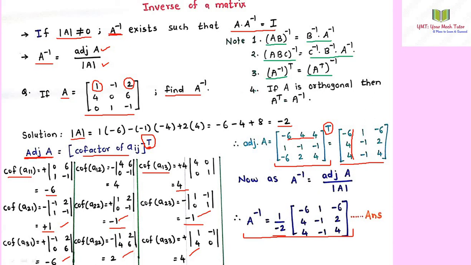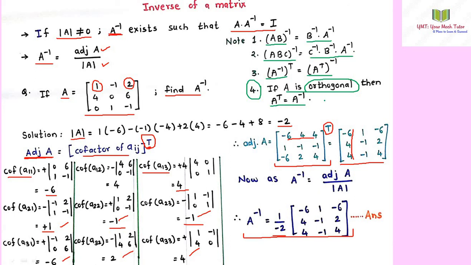And you have to remember this, it is very important, sometimes it is asked directly in objective questions: if A transpose is equal to A inverse, that means if transpose of a matrix A is equal to inverse of matrix A, then A is said to be an orthogonal matrix. So you have to remember this fourth point. A matrix is said to be orthogonal if A transpose is equal to A inverse.